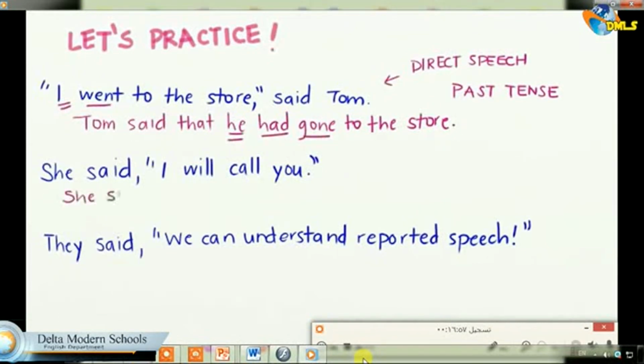She said, "I will call you." In this sentence, we must change will to would. She said that she would call me. Will changes to would and you changes to me.